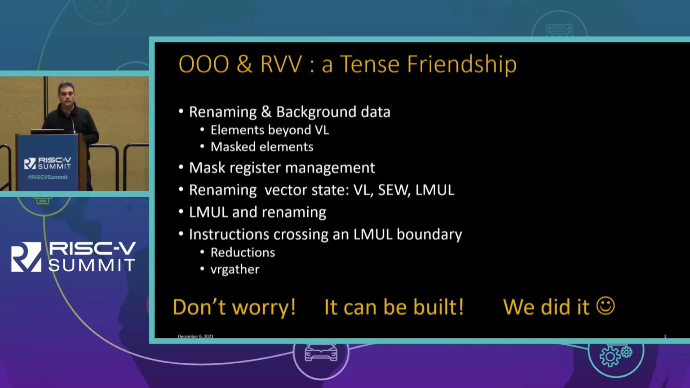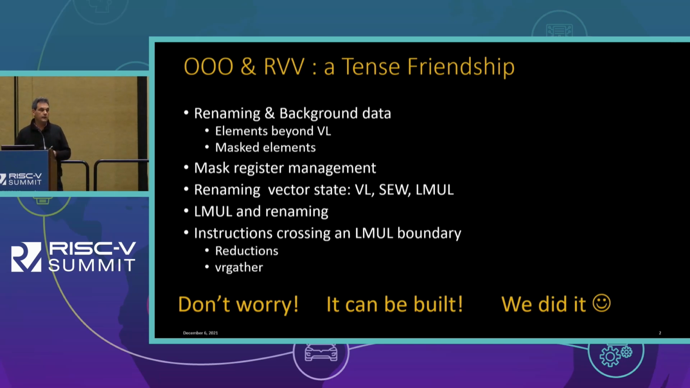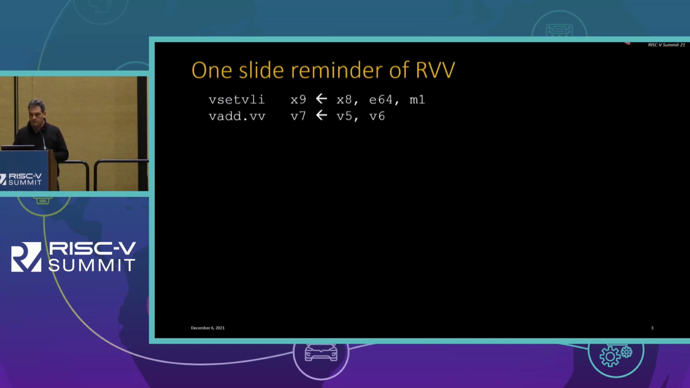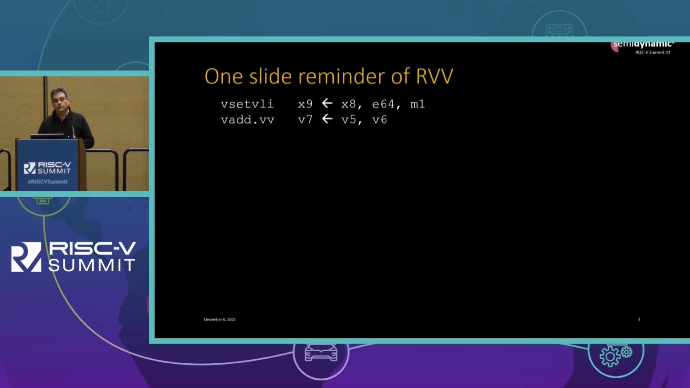The one-line summary is don't worry about it. I mean, if you don't leave the room thinking, oh, I heard a guy saying it couldn't be done. Quite the contrary, it can be done. We've done it. But there's a lot of work in mixing vectors and out of order and renaming. So let's get right into it.